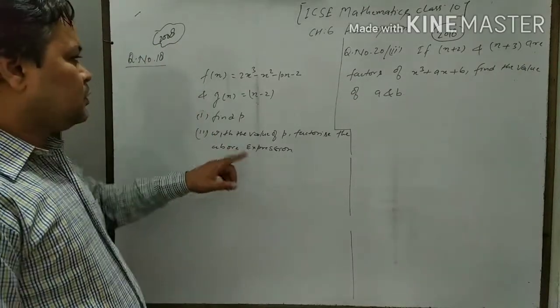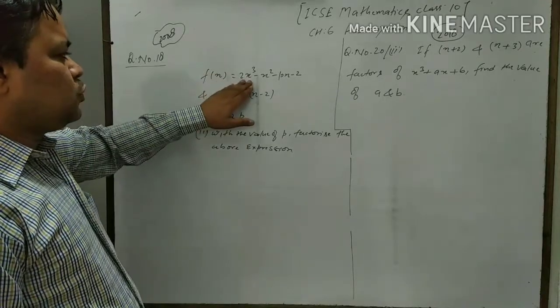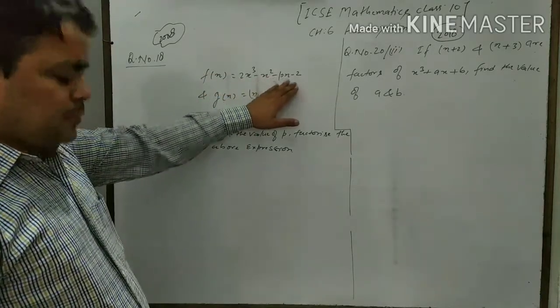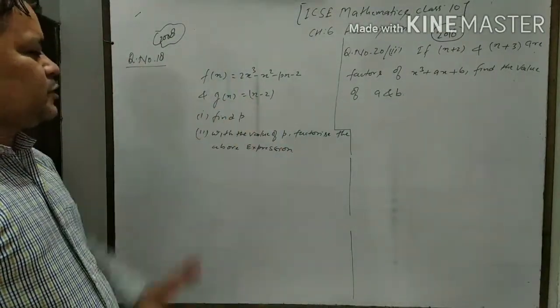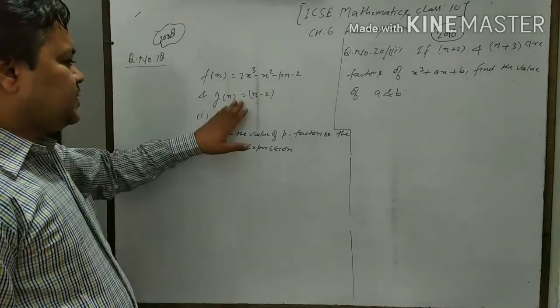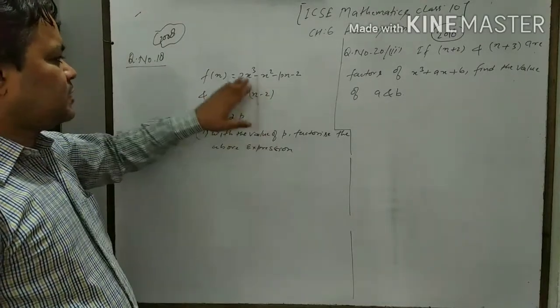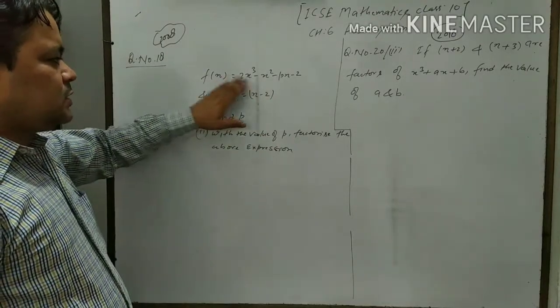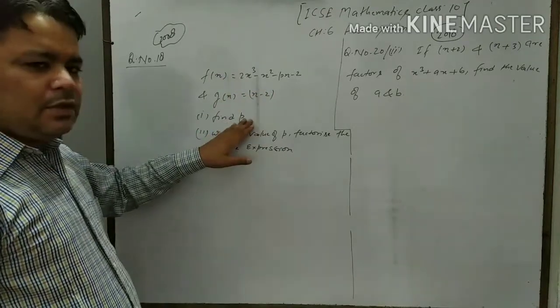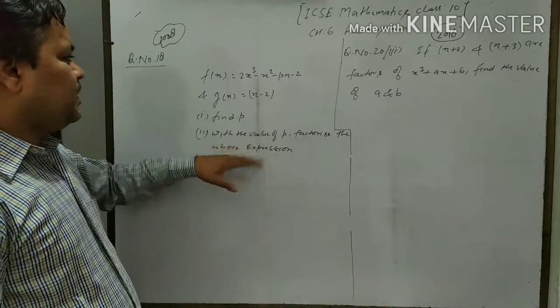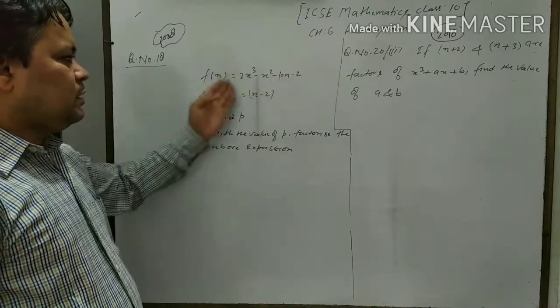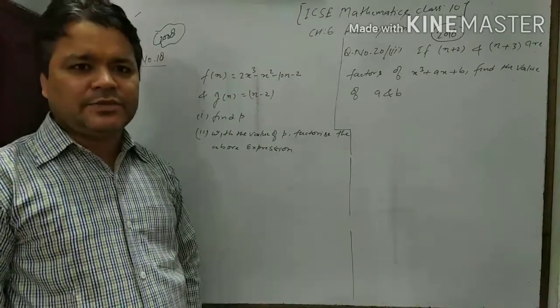Here the question is: a polynomial fx = 2x cube minus x square minus px minus 2 is given, and another polynomial gx = x minus 2 is given. Here gx, which is x minus 2, is a factor of fx. In this condition we have to find the value of p, and just after finding the value of p, put the value of p in this polynomial and after that factorize it.